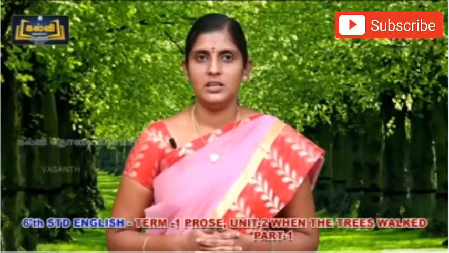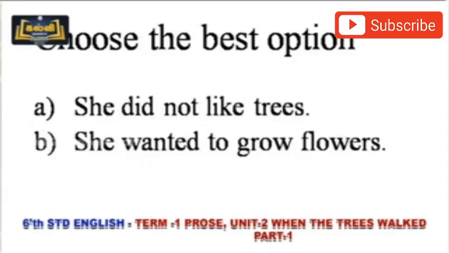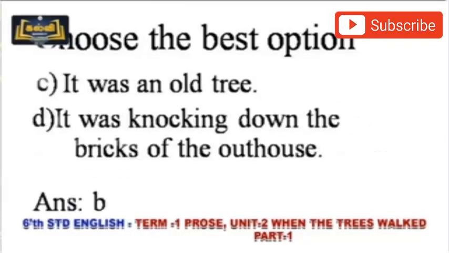And the next question is, grandmother had wanted the peepal tree cut down because option A, she did not like the trees. Option B, she wanted to grow flowers. Option C, it was an old tree. Option D, it was knocking down the bricks of the outhouse. And the right answer is option B, she wanted to grow flowers.